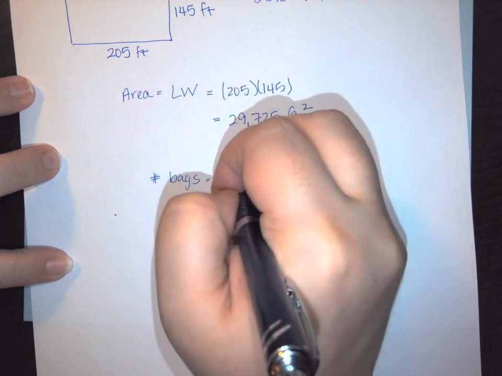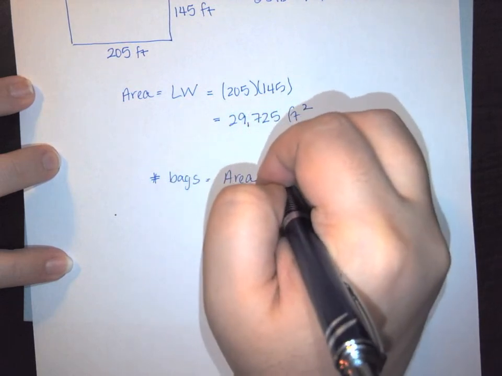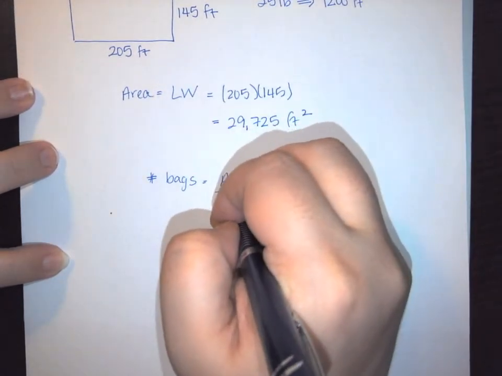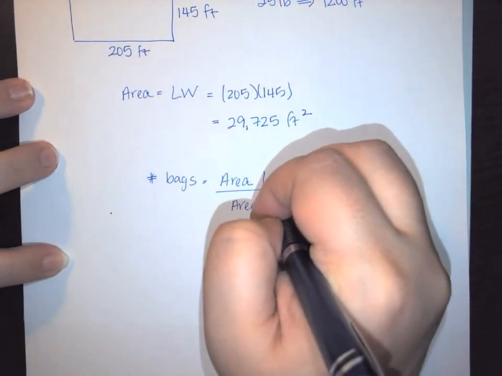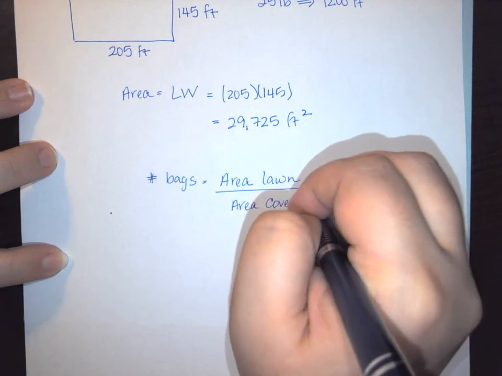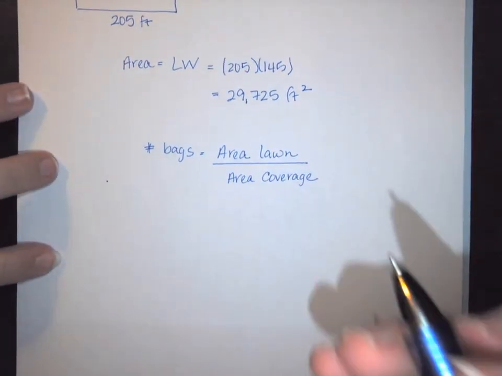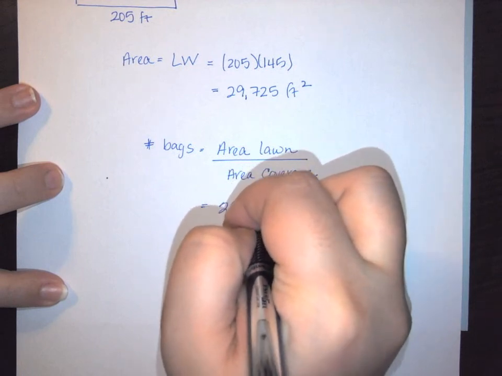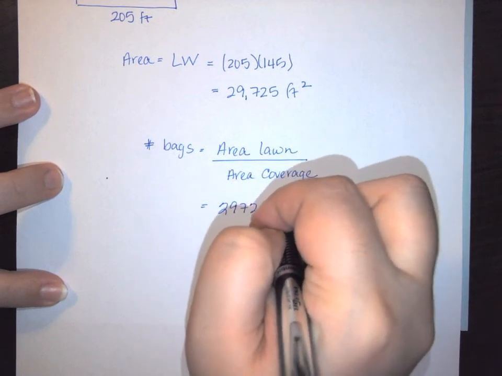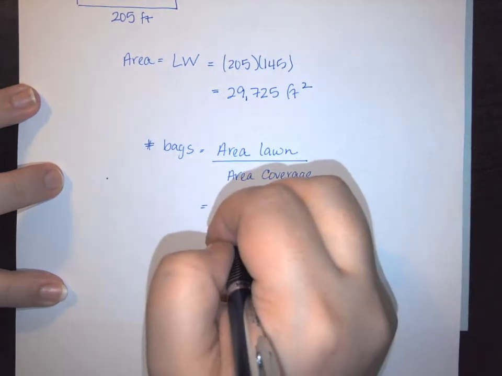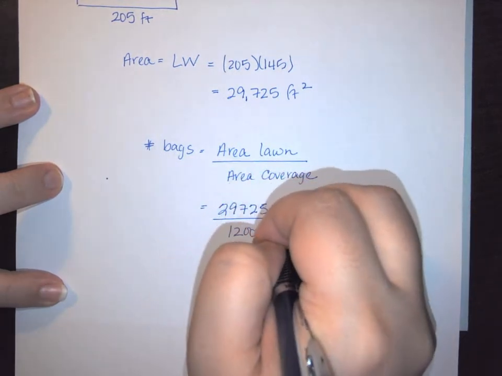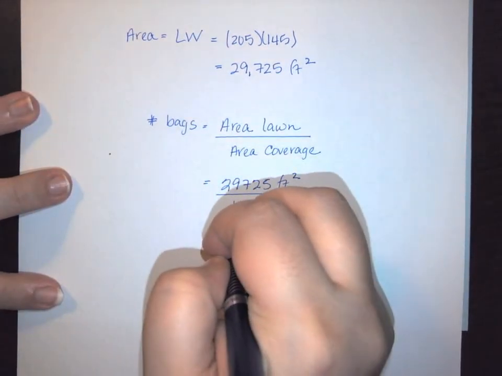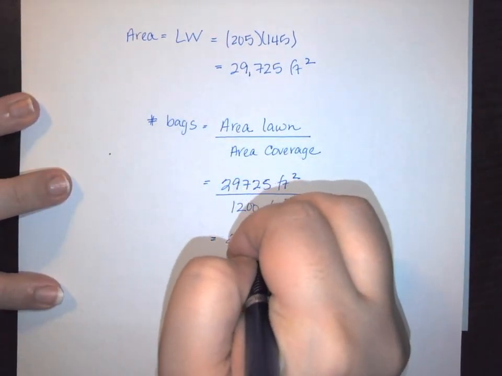Now in order to figure out how many bags, the number of bags is going to be the area of the lawn divided by the area coverage. So in this case, the area of my lawn is 29,725 feet squared. The coverage is 1,200 feet squared. So when we divide that, you're actually going to come out with a decimal close to 24.77.